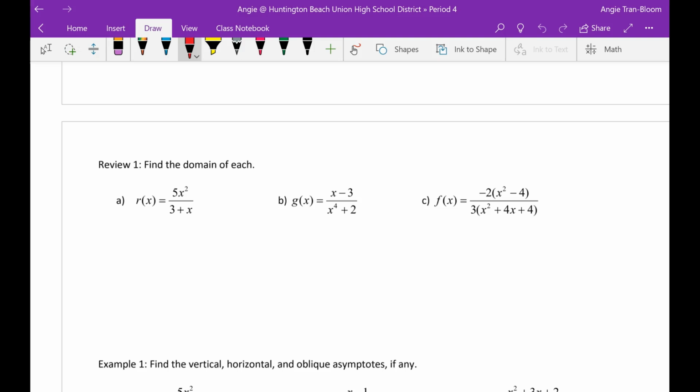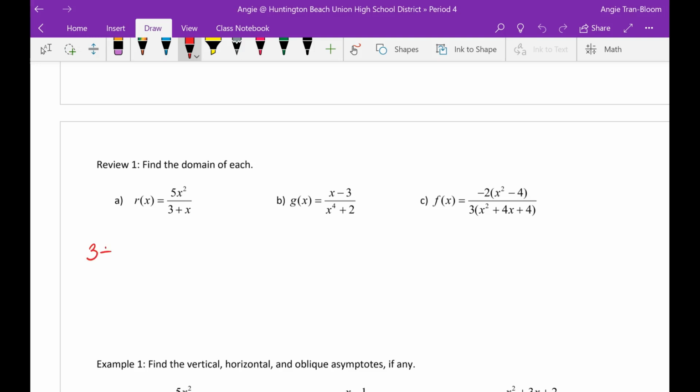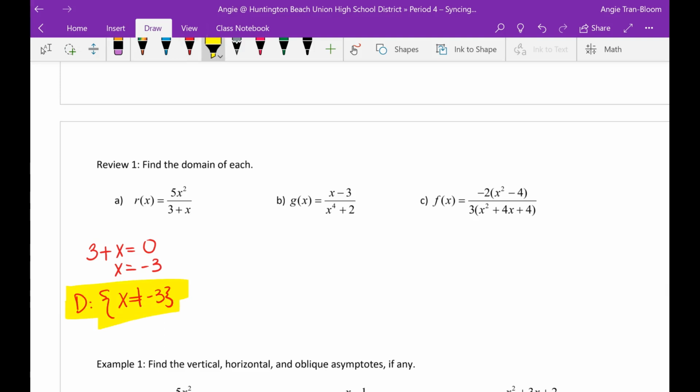So, if you remember, to find the domain of any rational function or any function with a fraction, we just take its denominator, set it equal to 0, and solve for x. In this case, I'm just moving the 3 to the other side, so now it's negative. So the domain of part A is all real numbers that can never be -3. This is the only answer that's acceptable.